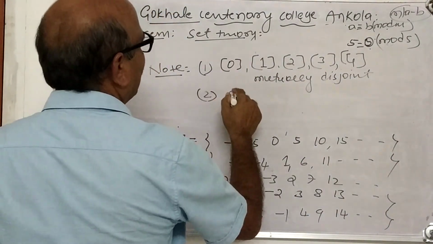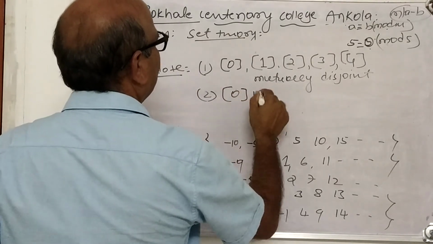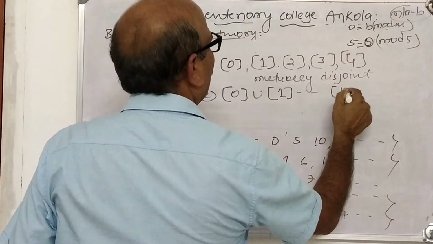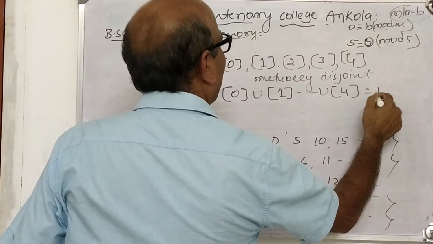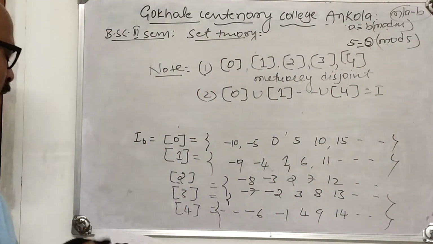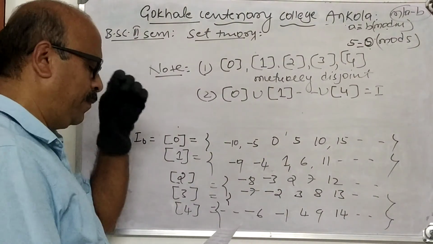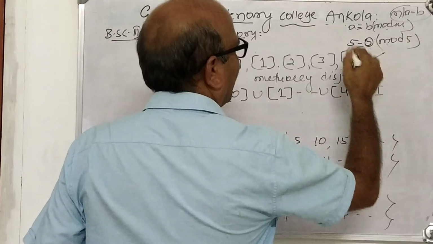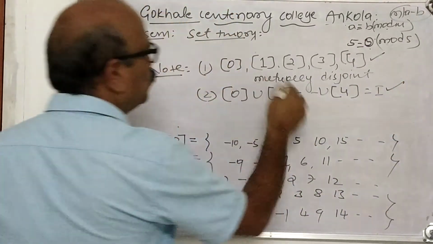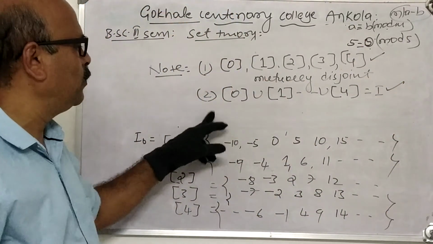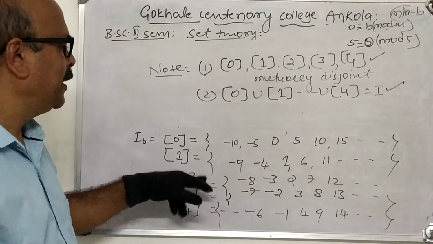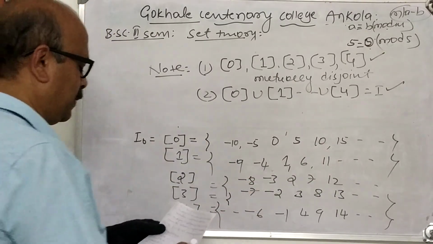Second, the union of these sets 0, 1, etc., 4 is I. They are mutually disjoint, and their union is the same as the set of all integers. If you take the union of these 5 sets, that becomes the set of integers.